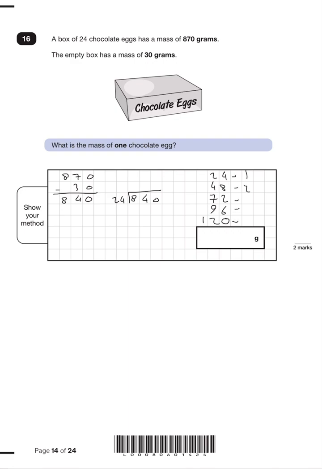So this is 1, 2, 3, 4, and 5. How many 24s go into 84? The closest number below 84 is 72. So I'm going to take the number 3. And the difference between 84 and 72 is 12. So I'm carrying 12. And now I'm looking at 120. 120 is right here. So I'm just taking the number 5 without a remainder. So the answer is 35 grams.